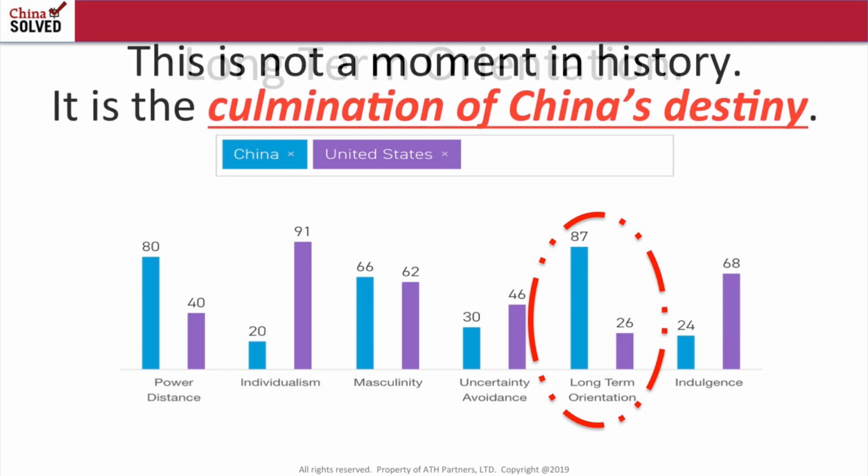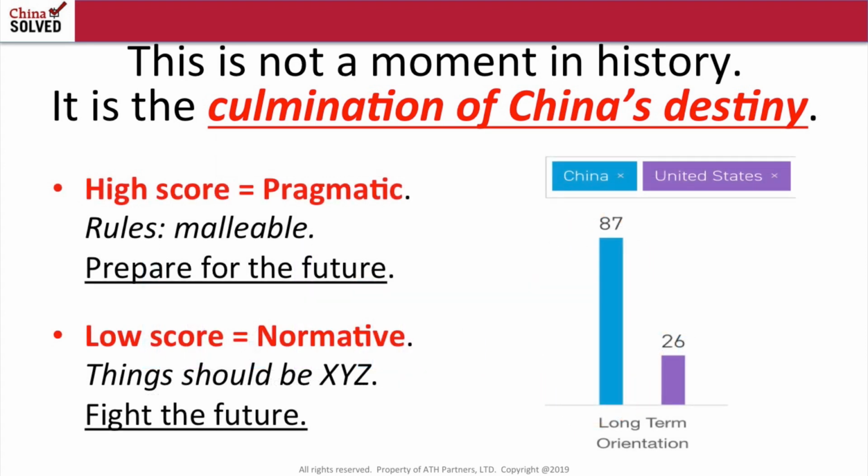Long-term orientation talks about how a culture manages progress versus tradition. So when we look at LTO, we are measuring the tension between pragmatic societies and normative societies. If you have a high score like China here, you are described as pragmatic. Pragmatic people prepare for the future. And in China, that means education in the long run, but it also means that they have probably been preparing for this kind of fight for a while.